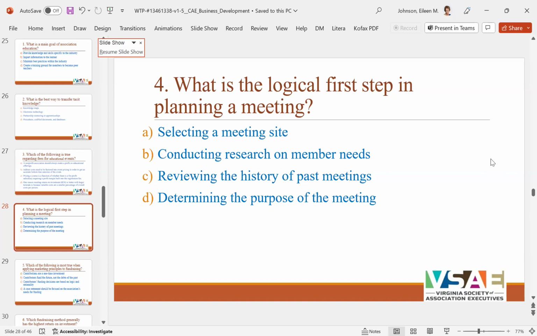Again, feels obvious. I'm just going to go with D. The logical first step in planning a meeting is determining why you're meeting. That is correct. Yay! This appeared on the exam that I took. I think they use this question a lot. Oh, okay, good. I'm guaranteed to get one correct.